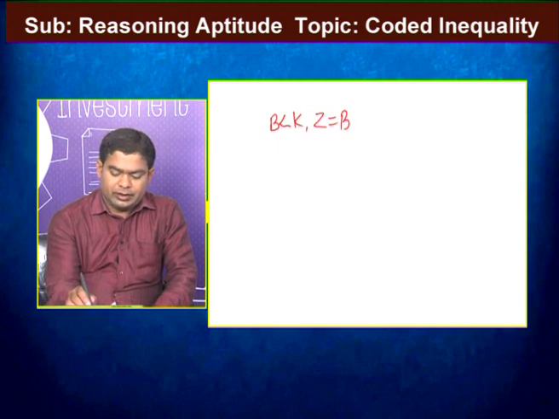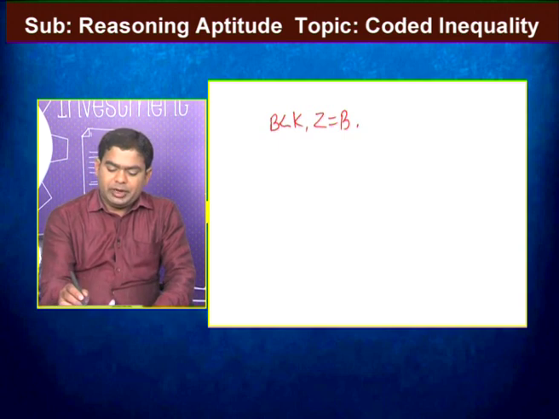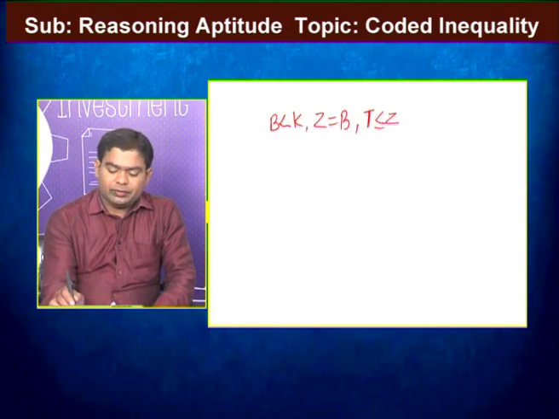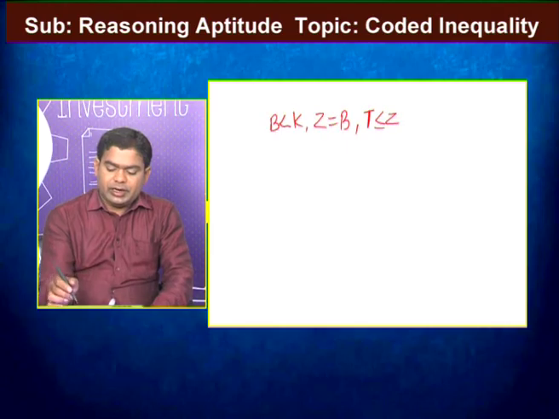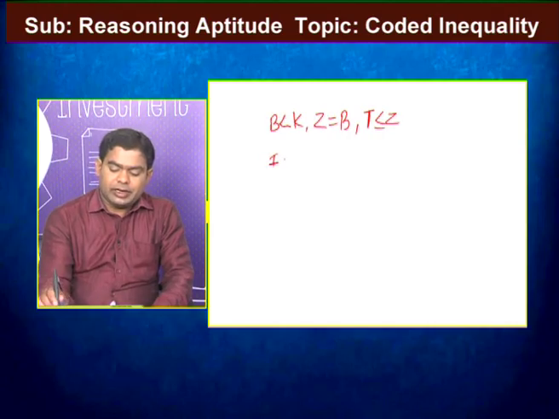Z delta b: here delta is denoted equal, that means z equal to b. T nabla z: nabla is denoted less than or equal to, so t less than or equal to z.